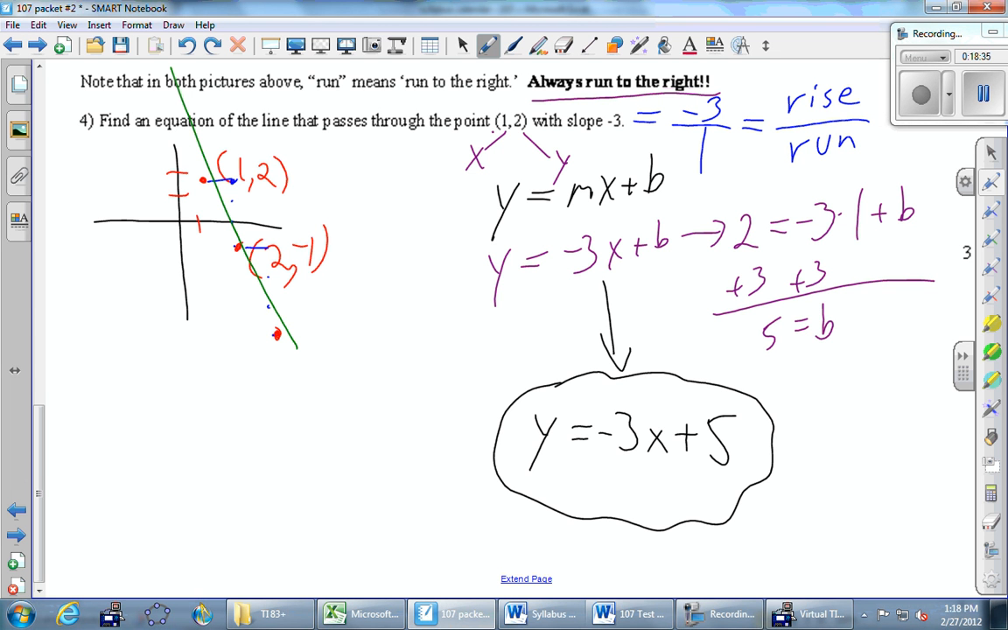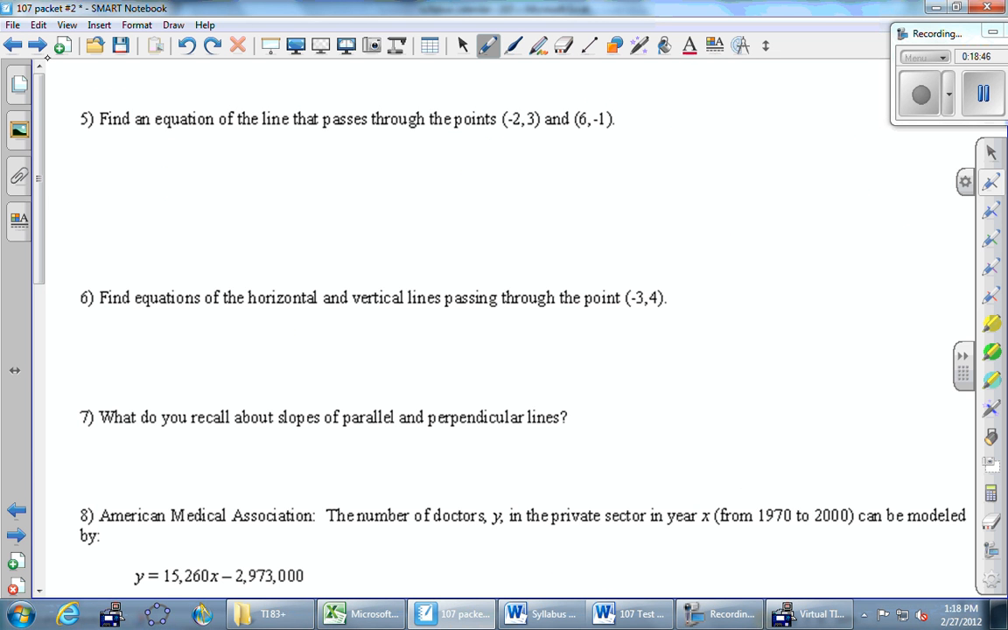Are there questions on that process? Raise your hand if you've done this kind of process before. Super. Okay, next page. Number 5, Hazen.